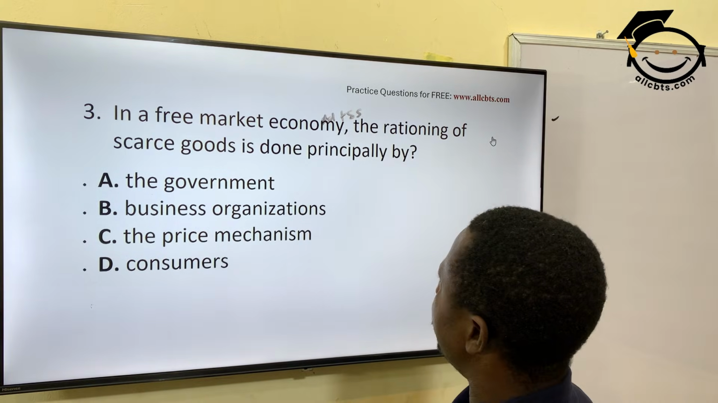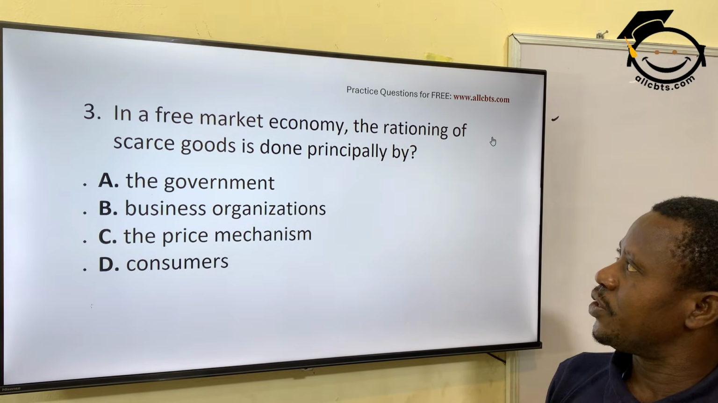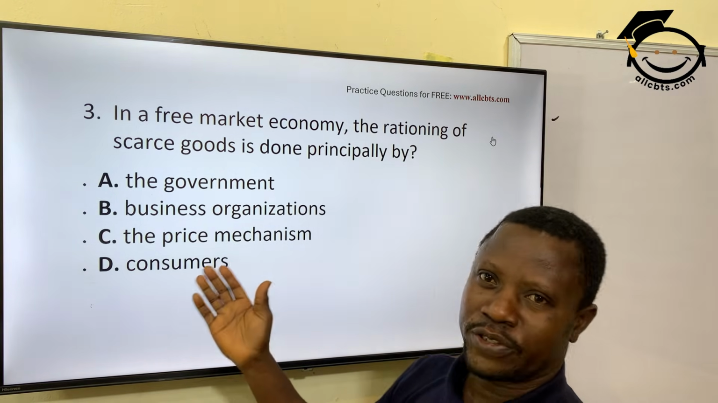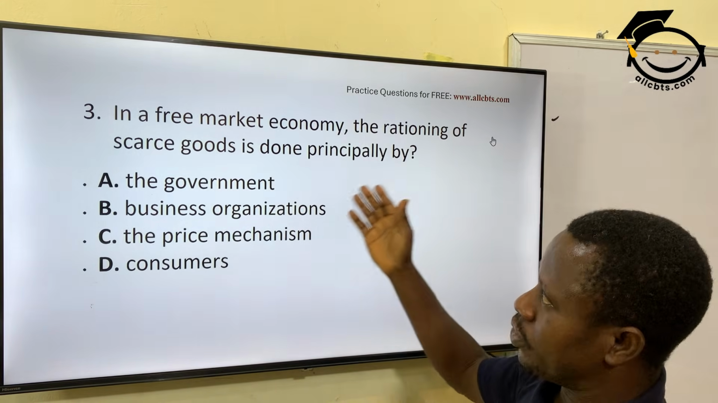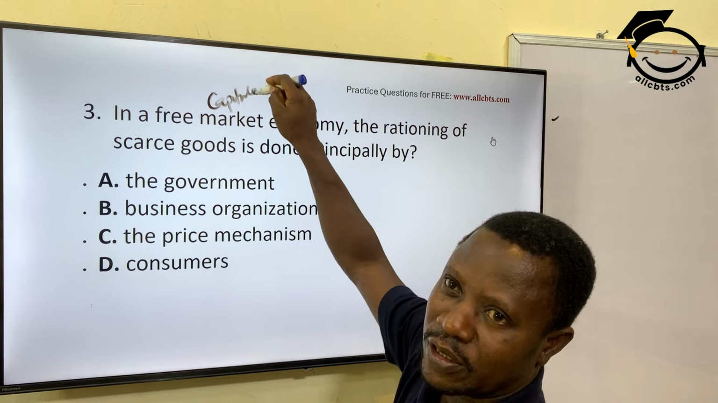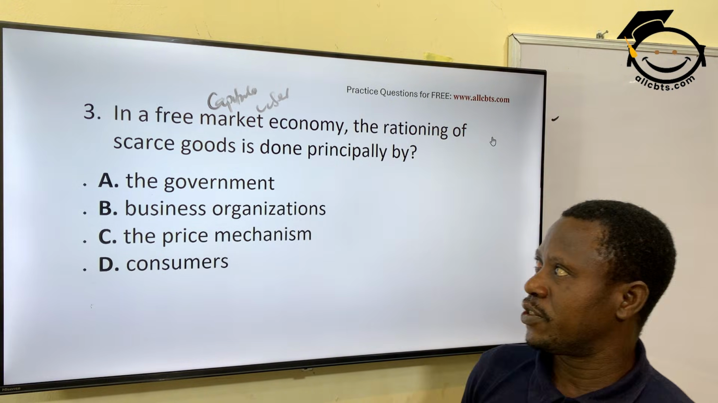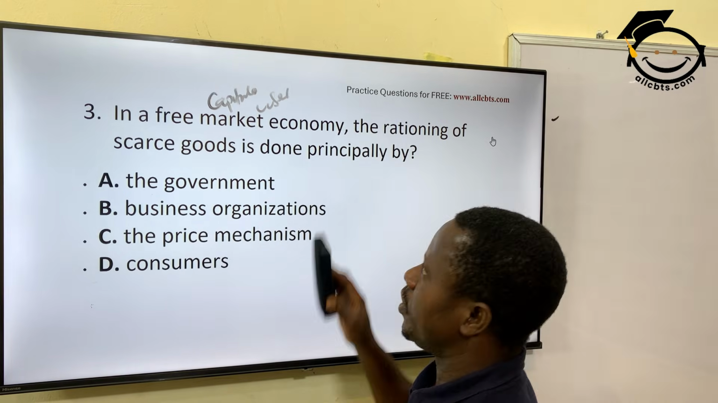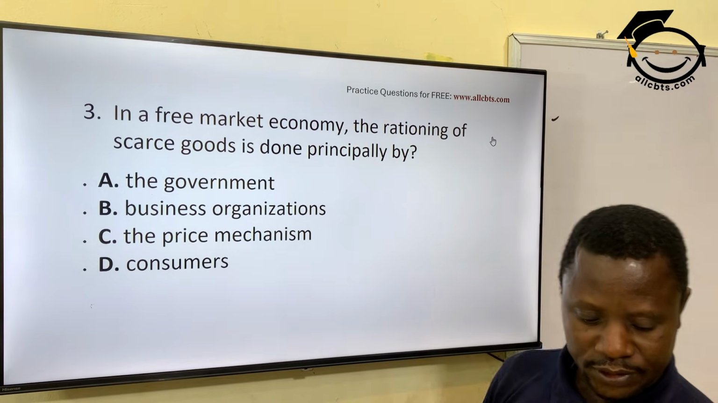In a free market economy, the rationing, we just mentioned rationing right now, of scarce goods is done principally by the government, the business organization, the price mechanism, the consumer. It's just a consolidation to question 2. The price mechanism is the one that is operational in the free market economy. By the way, free market economy is known as what? Capitalist economy or liberal economy. Okay? Very well. So you can't do without the price mechanism. The opposite of price mechanism is price control, which is common with the socialist economy. Okay? Very well. The next option, C, is the correct answer.